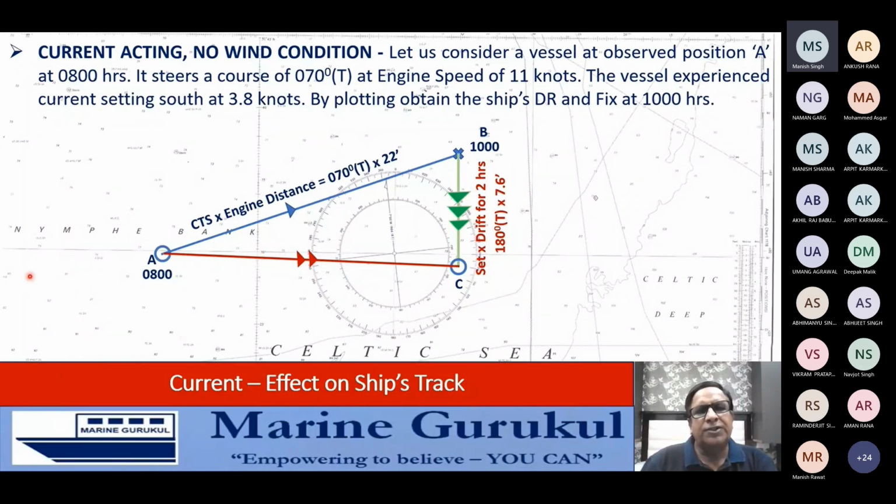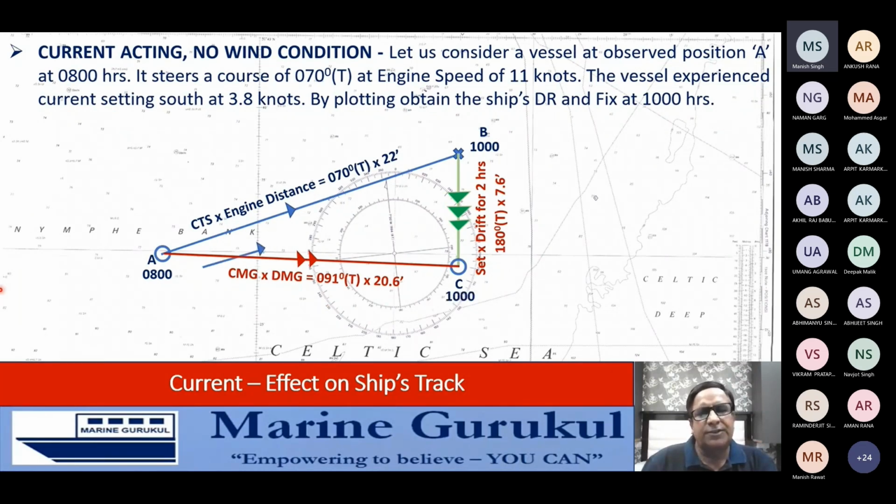Now, the direction from A to C becomes course made good, which in this case is 091 degrees true, and the distance or magnitude of AC is 20.6, which is the distance made good. Since this 20.6 miles is the distance made good in 2 hours, the speed made good would be 10.3 knots. So now please remember in this case that each side of this triangle is for the same duration. Here the engine distance was for 2 hours, drift was for 2 hours. So obviously this DMG would also be for 2 hours.